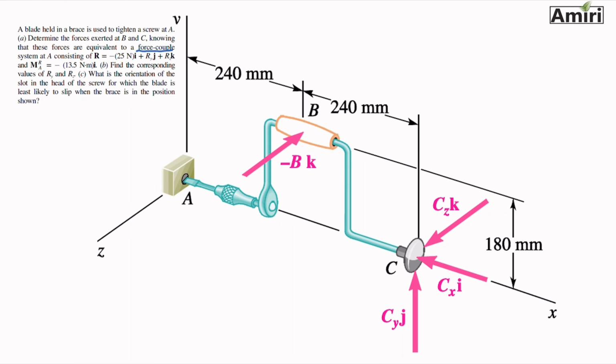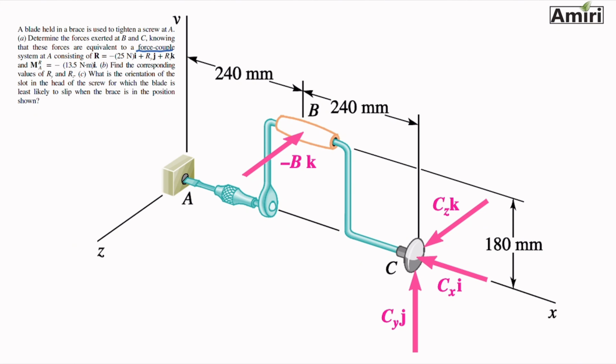A blade held in a brace is used to tighten a screw at A. A very confusing way of saying this is a handheld screwdriver. I don't know if you've seen any of these. You typically put your chest at point C and push a little bit, or you hold it with your hand at point C, and then by rotating the handle at B, this is how you tighten or loosen a screw. So anyway, there are forces at B and C that the components are given.